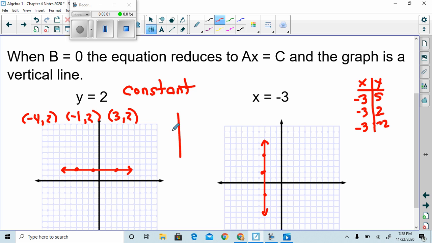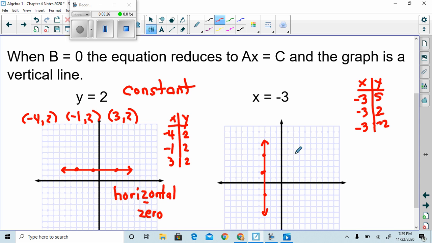I can do the same with this one too, thinking of that table of values. Whatever value I pick for x, y was 2, forming this relationship here, and this is my horizontal line. And the slope of a horizontal line is 0. No slope at all there.